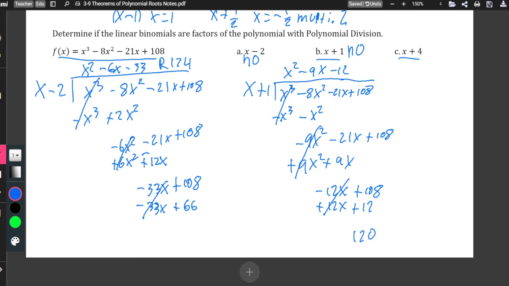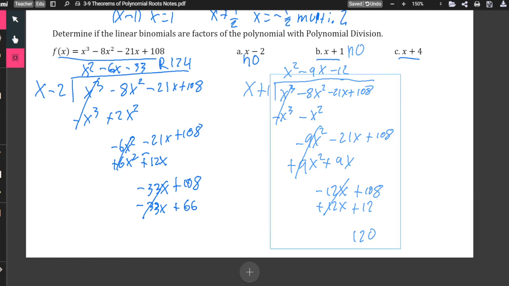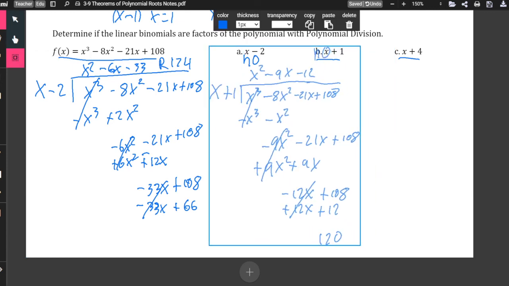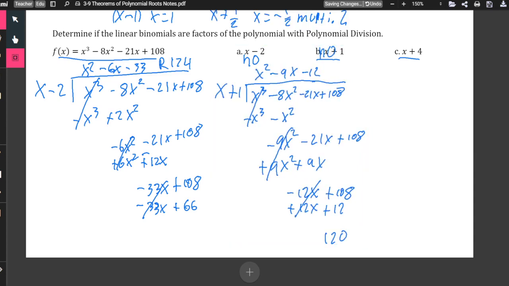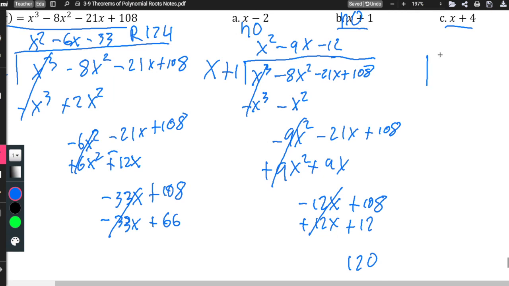Last but not least, I'm running out of space, so I'm going to hopefully drag this over some. Alright, that's pretty funny. Oop, come on, come back. Right there, proper function. So x cubed minus 8x squared minus 21x plus 108. And we'll have x plus 4.